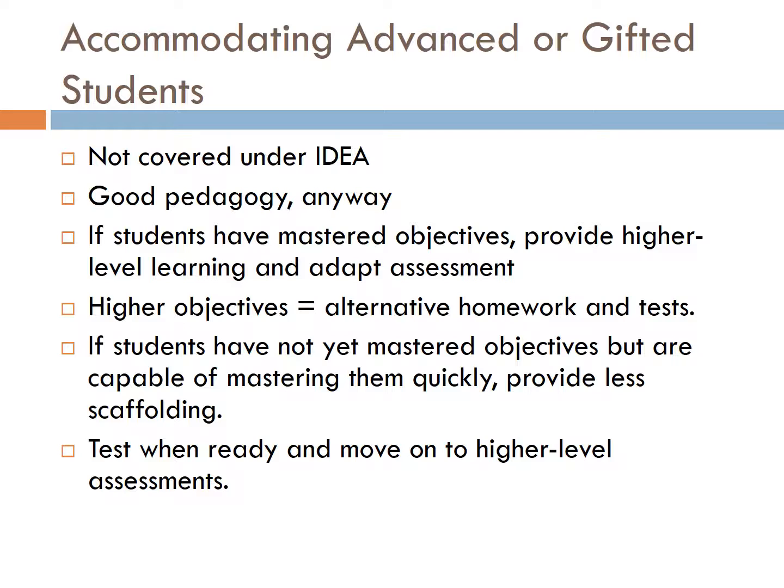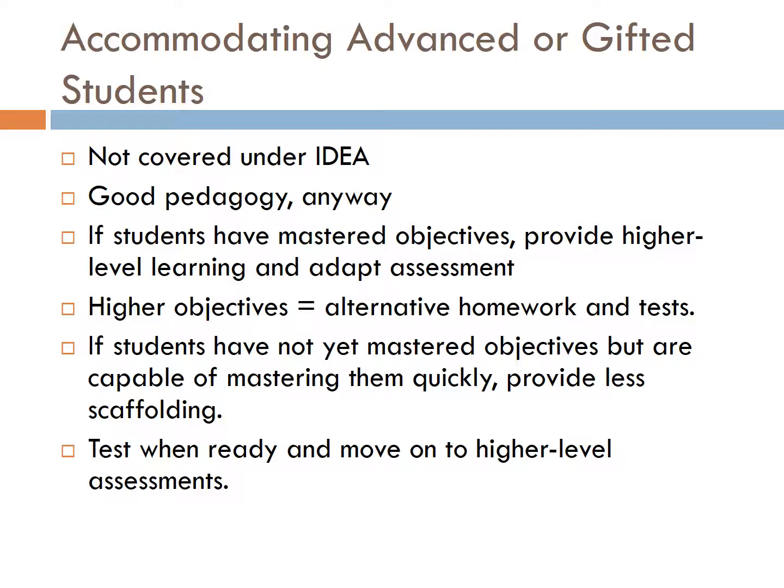If you teach them more advanced content, it's extremely appropriate and important to adapt the assessment of that content. So you wouldn't want to be teaching students how to do 4-digit by 4-digit multiplication, but only assess them on 2-digit by 2-digit multiplication. So if you have higher learning objectives, you can give alternate homework and you can give alternate tests.